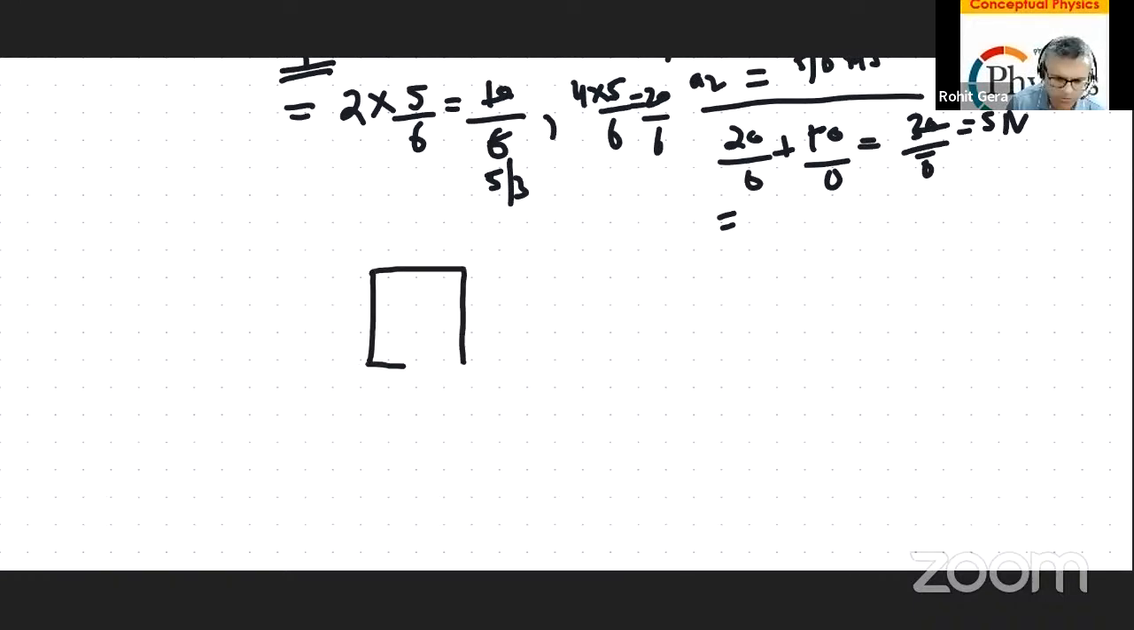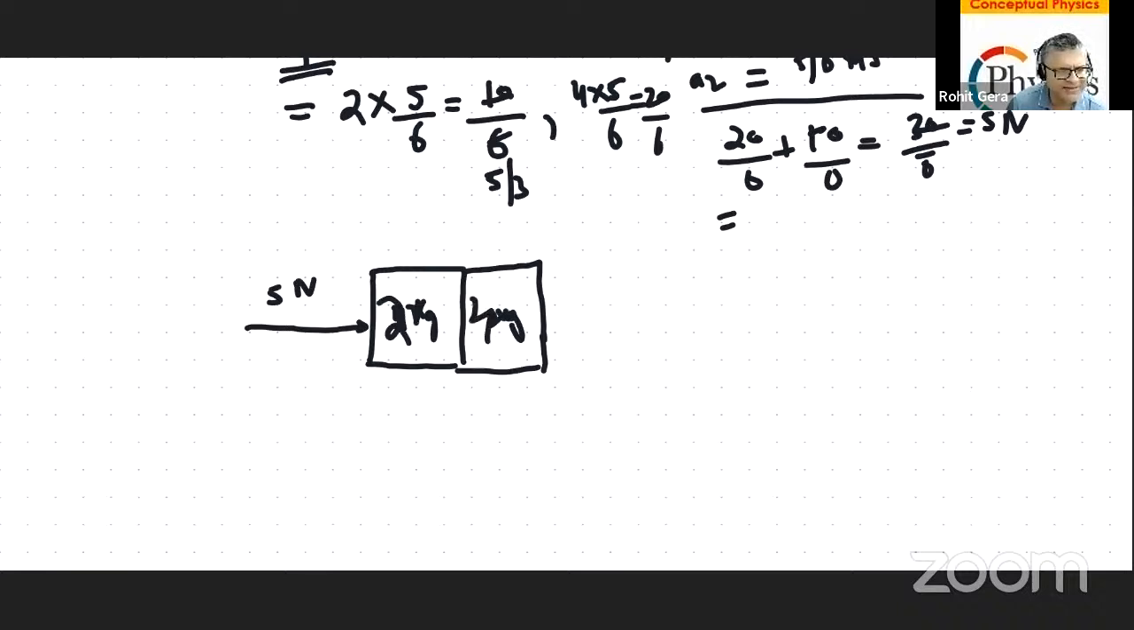Okay, so this is your situation number 1, which we are considering. The blocks are touching each other. This is your 5 newton, this is 4 kg, and this is 2 kg. And you have found out what is the acceleration. Same, because they're touching each other, it becomes a single mass of 6 kg. You found out. Now the question is, here there is an action and reaction pair existing. The question is, we have to find that action and reaction force which is between the two contact surfaces.